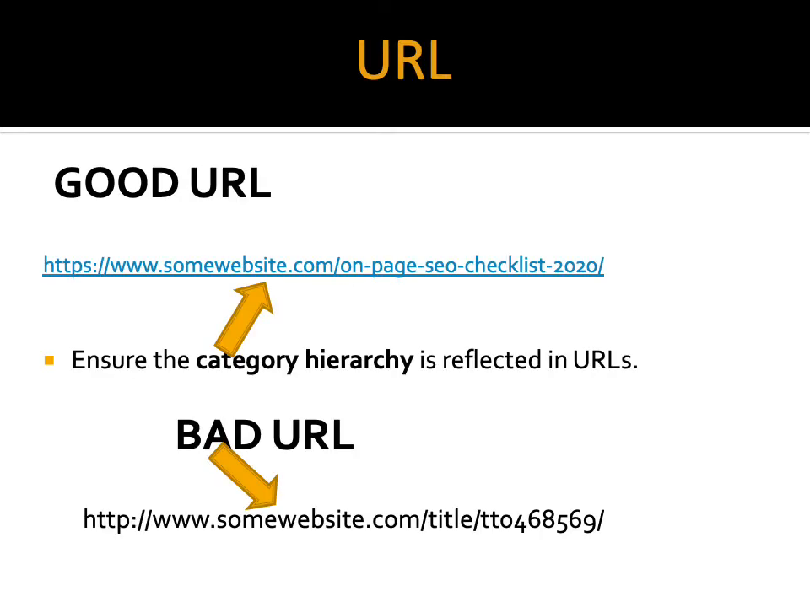This is the URL, and we're showing the difference between a good URL and a bad URL. A good URL is going to be your domain name, somewebsite.com/, and our example here is on-page-SEO-checklist-2020. Now a bad URL, as you can see below, doesn't give us any indication of what the page is about. So why would we go there?